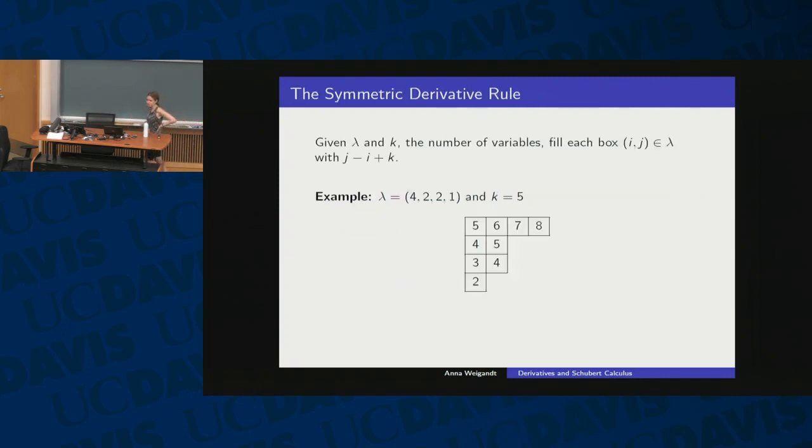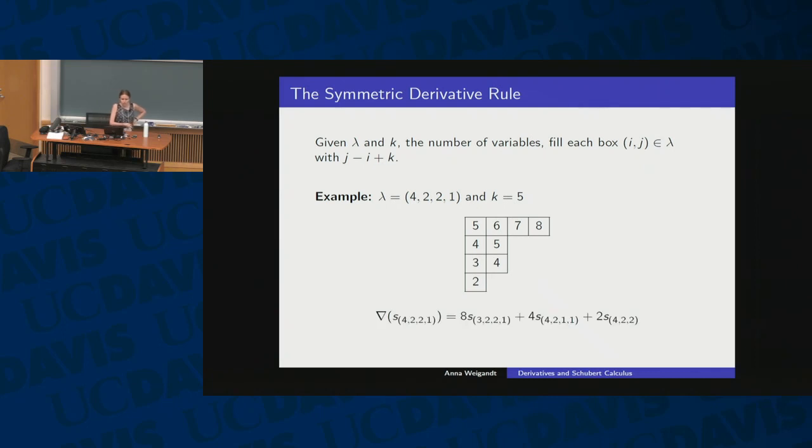So there's a recipe, which if you know, for instance, the hook content formula for writing down the number of semi-standard tableaux, this filling should look very familiar. But you put in each box of your partition just the number j minus i plus k, where again, k is the number of variables.